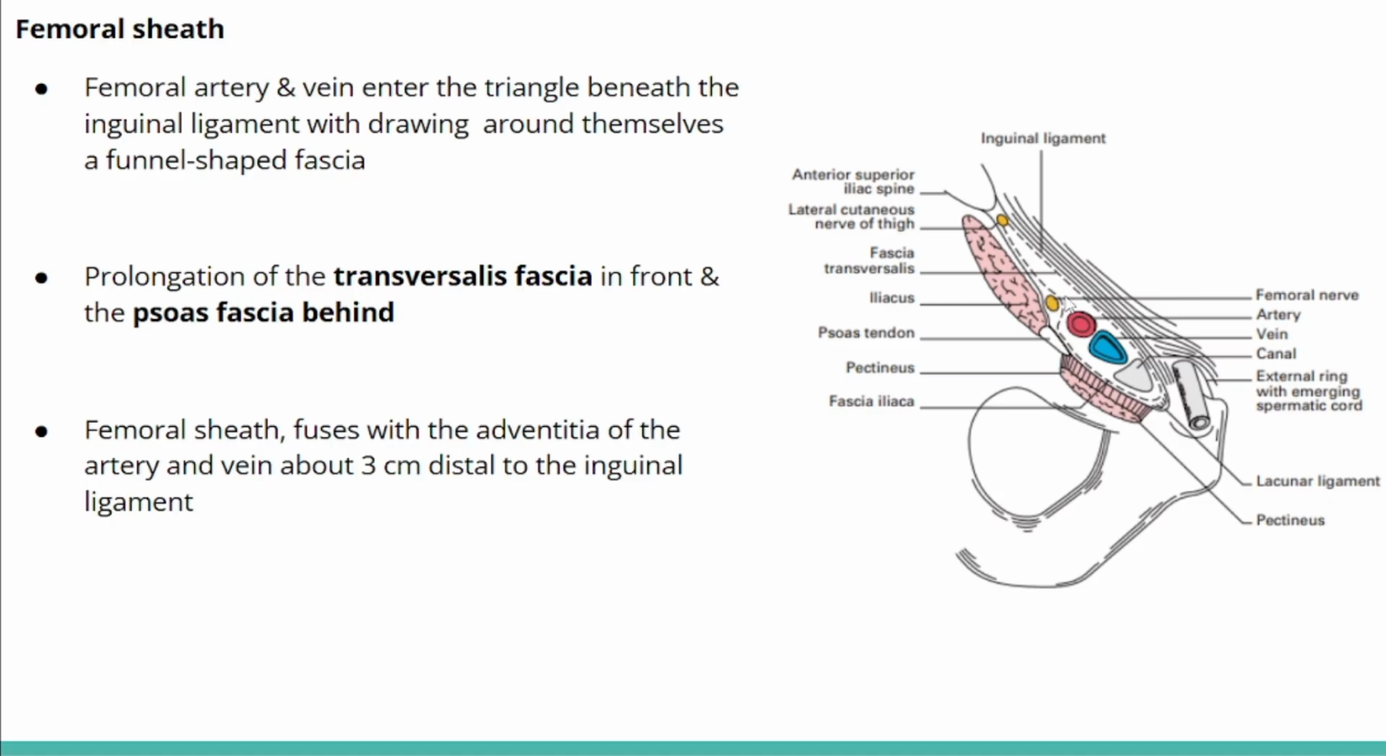So the femoral nerve is not contained within the femoral sheath. Only the femoral artery and vein are contained in this femoral sheath. And you can see a very medial structure here. It is the femoral canal. We'll see what it is.